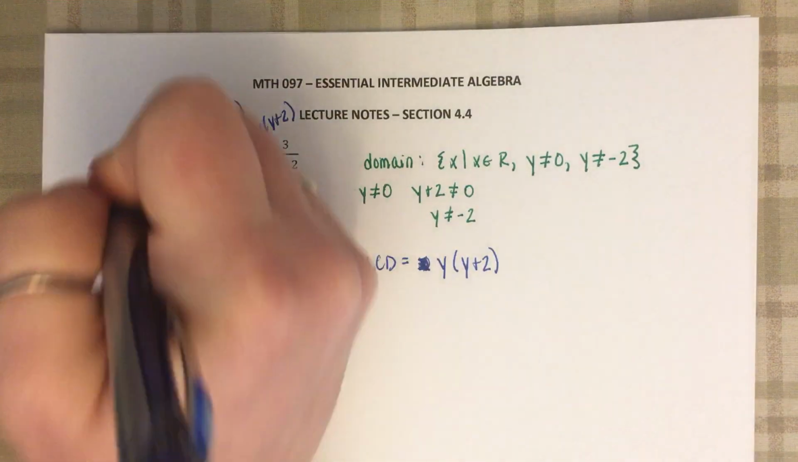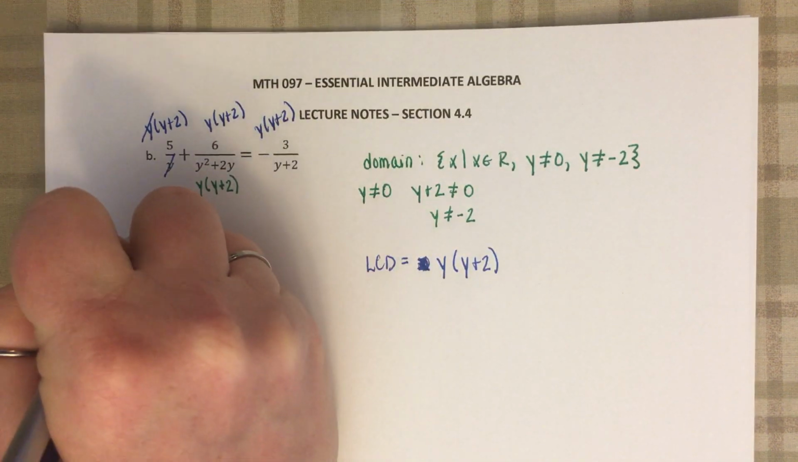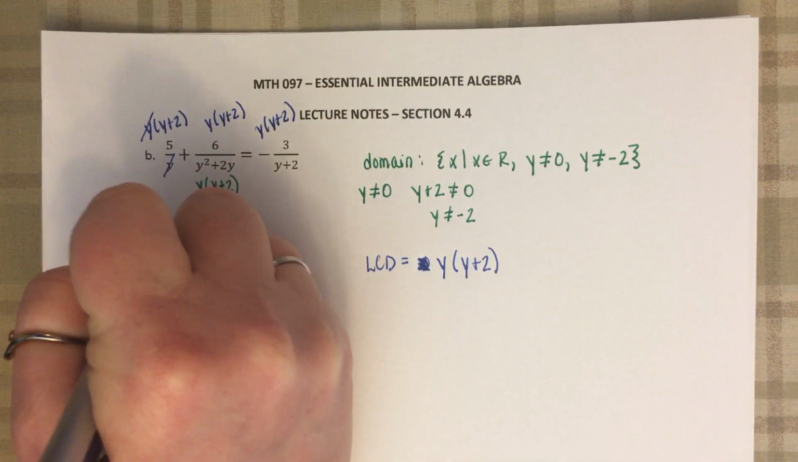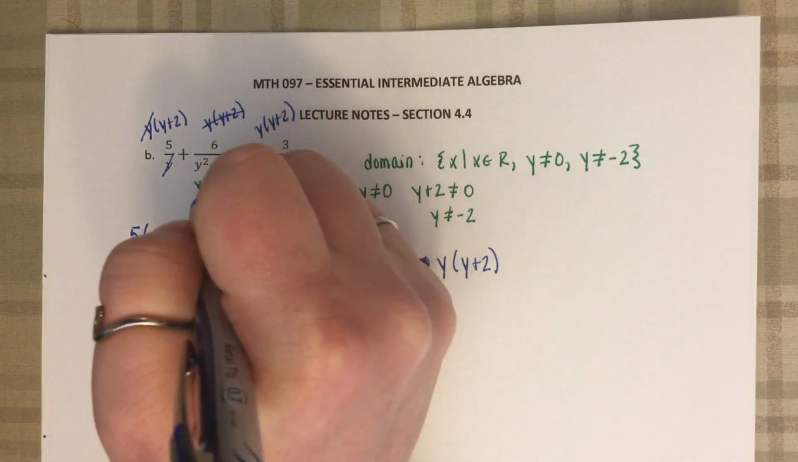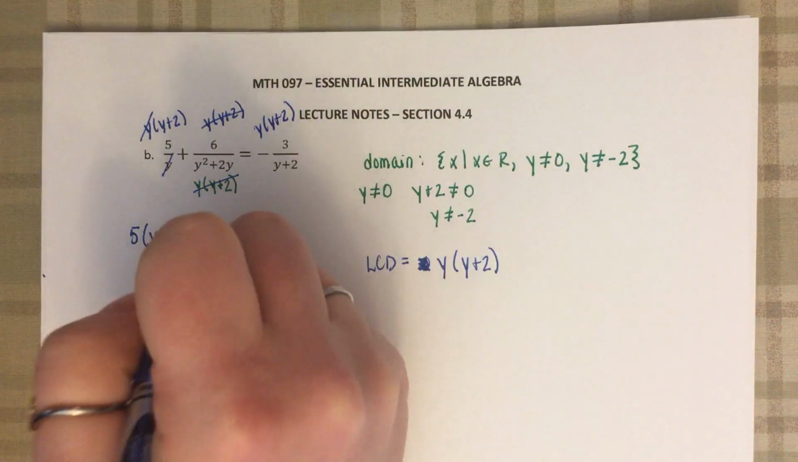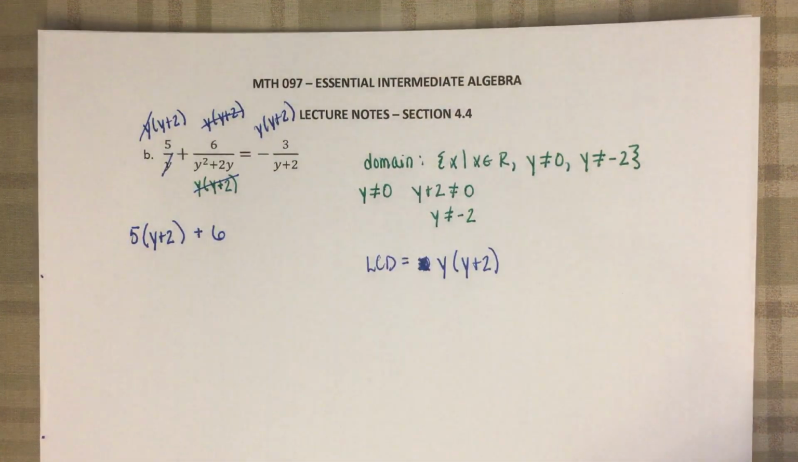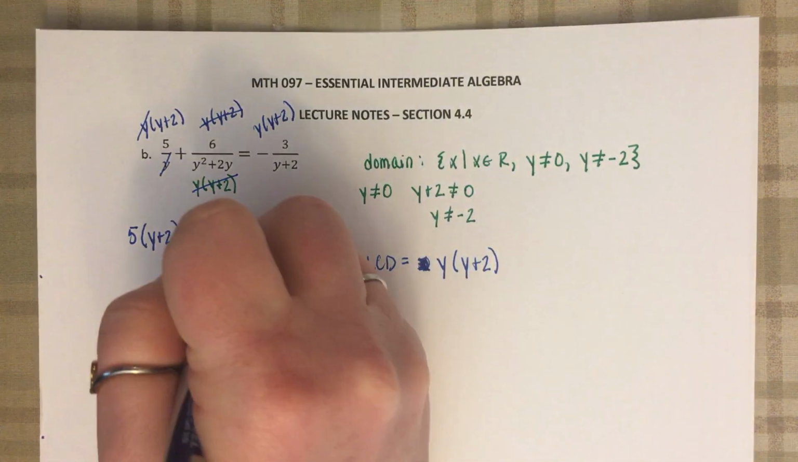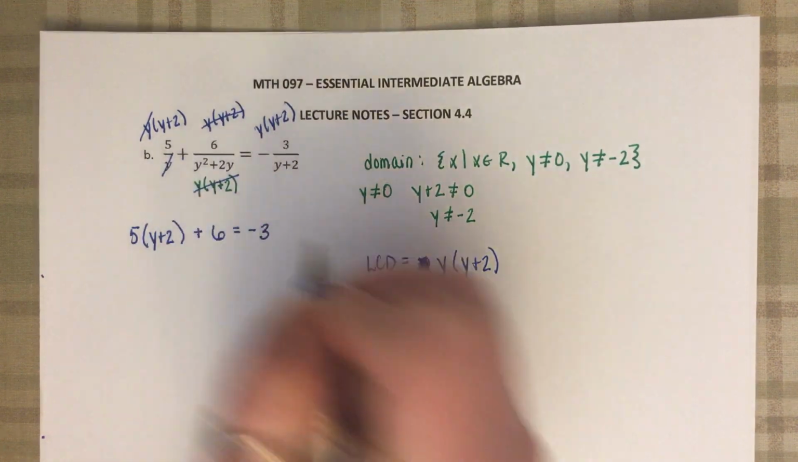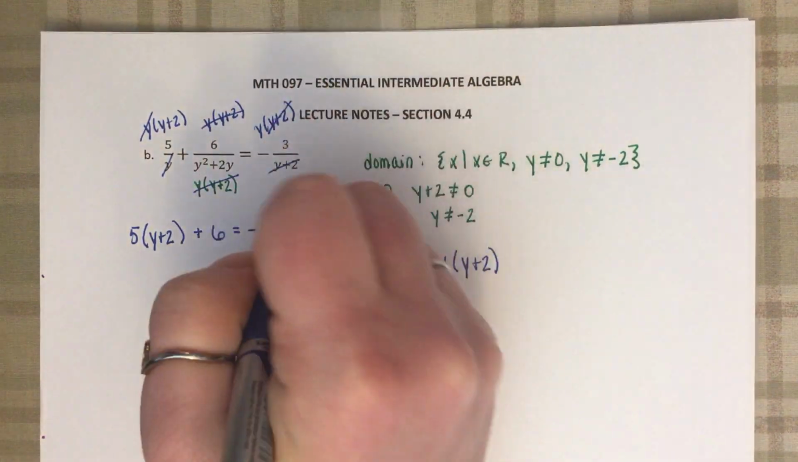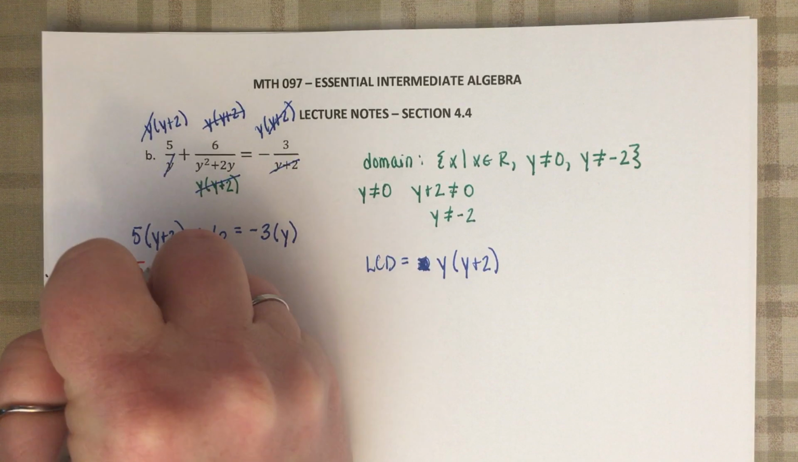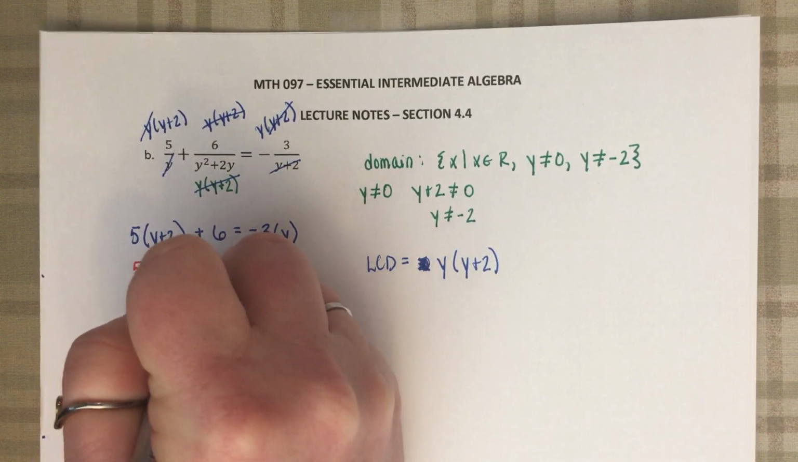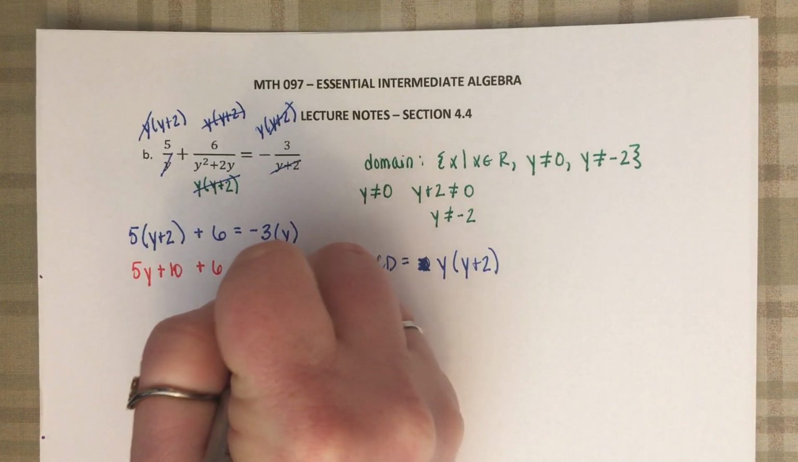All right, now in our first expression, our y's are going to cancel, and we're going to be left with 5 times y plus 2. And our next part of our expression, everything's going to cancel. Our y and our y plus 2 are both going to cancel, and we're just going to have a plus 6 left. Then on the other side, we're going to keep that negative 3. Our y plus 2's cancel, so we just have negative 3 times y. So again, we're going to distribute and simplify. So 5y plus 10 plus 6 equals negative 3y.